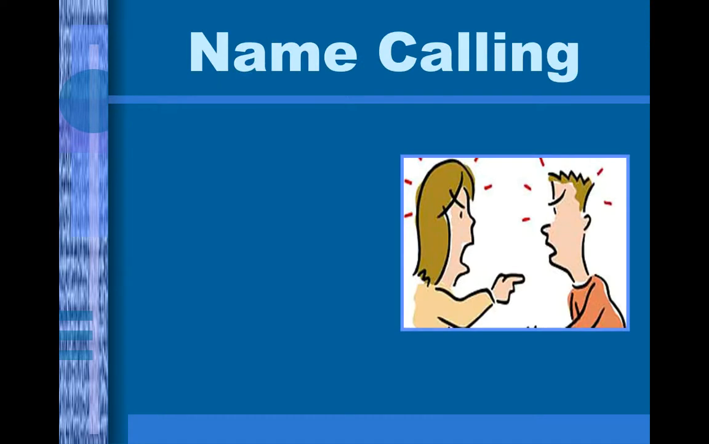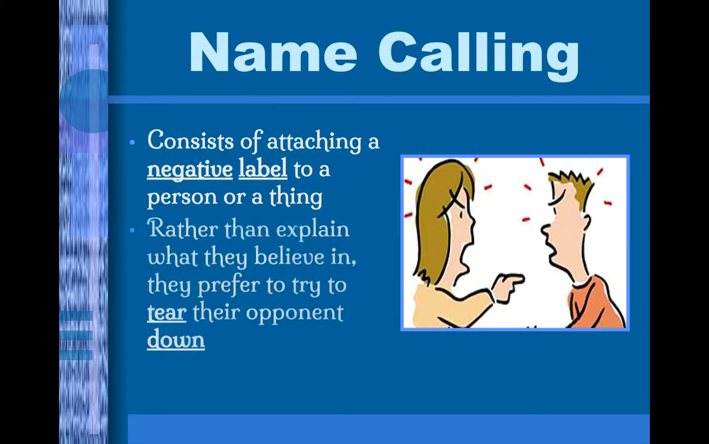There's no in between. Next, we have name calling. So this, I mean, everyone's familiar with this. Think of the playground, right? Consists of attaching a negative label to a person, to a thing, to an idea. Rather than explain what they believe in, they're just going to try and tear their opponent down. Oh, you like so-and-so? So-and-so stinks. You're really going to support someone who stinks, all right? That's not logical. You're just saying that. Why? Why are they not good? Instead of explaining, you're just trying to put a negative connotation with that idea, okay?